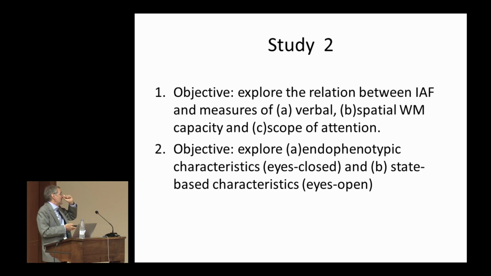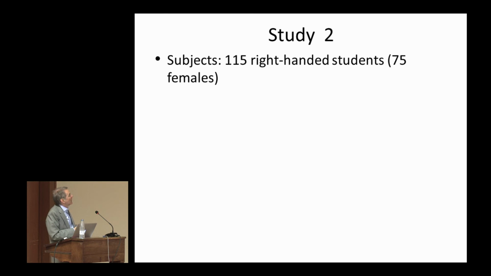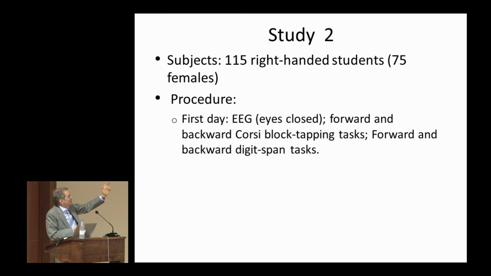And we also had an idea that maybe there is a difference between these two measured individual alpha frequencies. So we measured one in eyes open condition and the others in eyes closed condition. So this was the sample. They came 2 times to the lab, 2 consecutive days. And the first day they did the EEG, eyes closed, forward, backward, Corsi tapping, and so on. We just measured the EEG for the individual alpha frequency. We didn't measure it during the task.